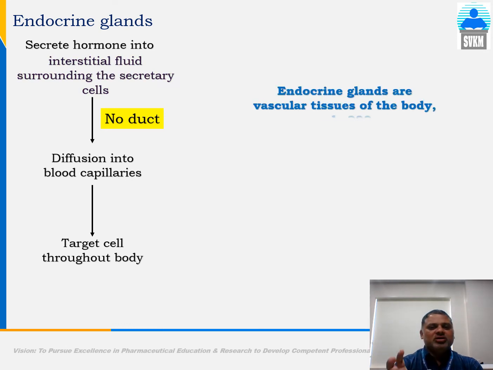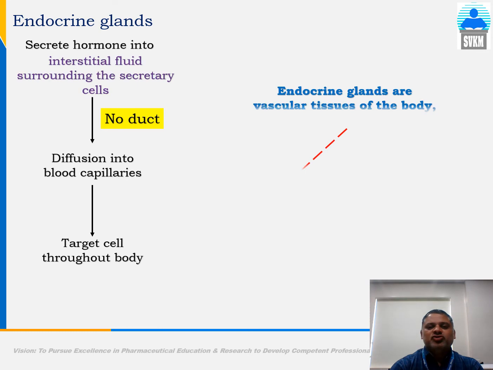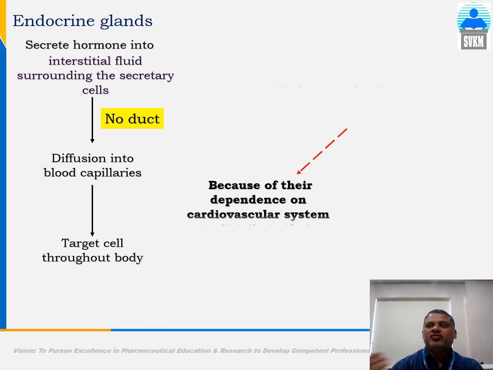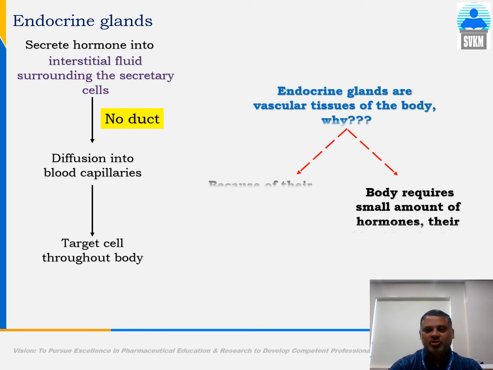So by observing this system, endocrine glands are vascular tissues of the body, meaning that in order to distribute the hormones to their target sites, they need the blood circulation. Because of their dependence on the cardiovascular system for distribution to different target sites throughout the body, these endocrine glands are highly vascularized tissues.